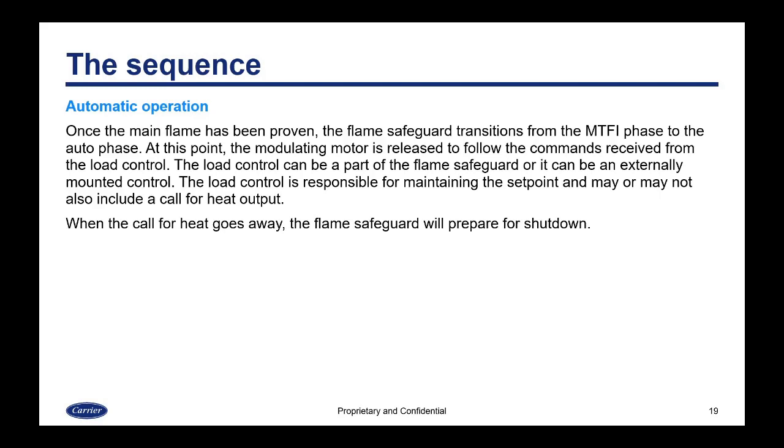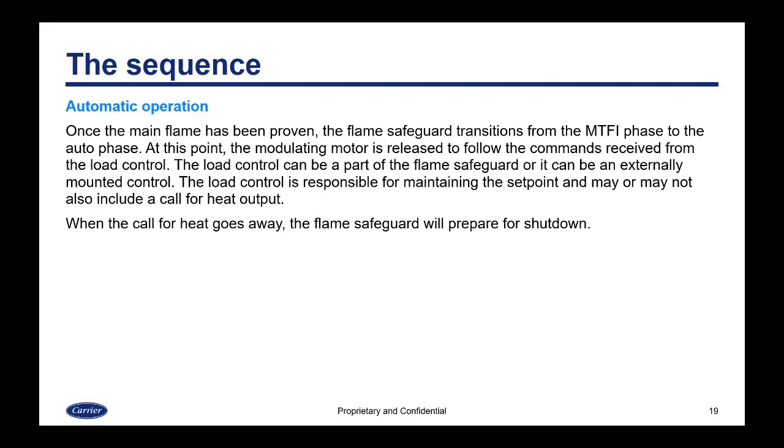At this point, the modulating motor is released to follow the commands received from the load control. The load control can be part of the flame safeguard or it can be an externally mounted control. The load controller is the unit responsible for maintaining the set point and may or may not also include a call for heat output. The way the load control maintains the set point is by commanding the modulating motor to go to a specific position to ask for a certain amount of output.